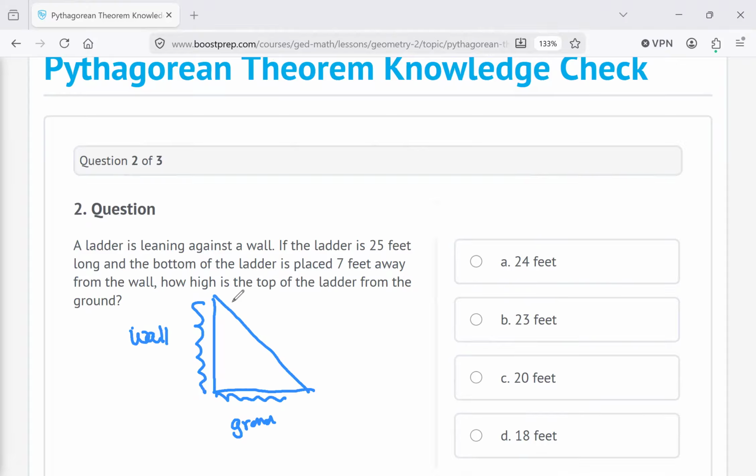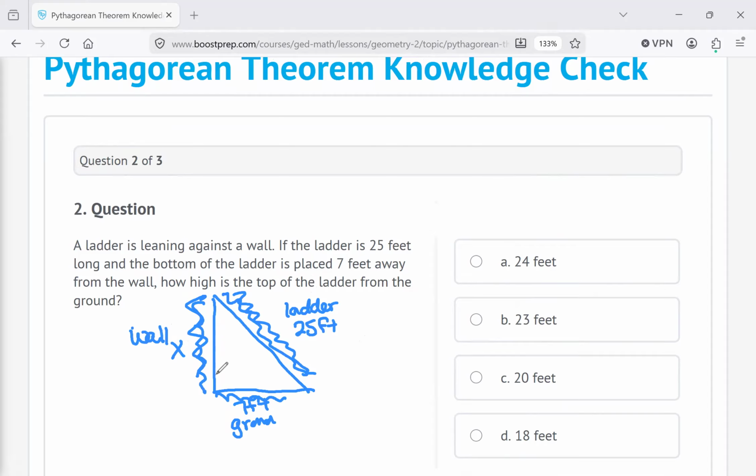What are they asking? How high is the top of the ladder from the ground? So they want to know this vertical distance, right? How high the wall is. We'll call it X. You can call it any way you like, A or B or C, right? And let me put this little box symbol to represent right triangles. So we're definitely going to use the Pythagorean theorem.